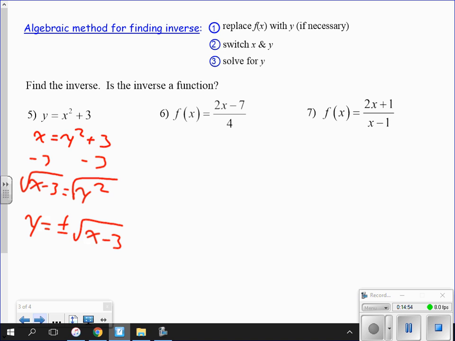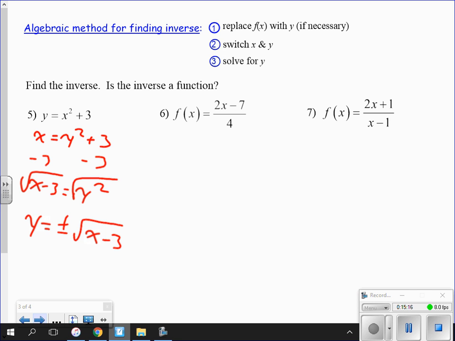What do I have, plus or minus? It could be either one of them. When you're solving by taking the square root, you must consider both possibilities. I found my inverse. That's my inverse function. The inverse of x squared plus 3 is plus or minus the square root of x minus 3.